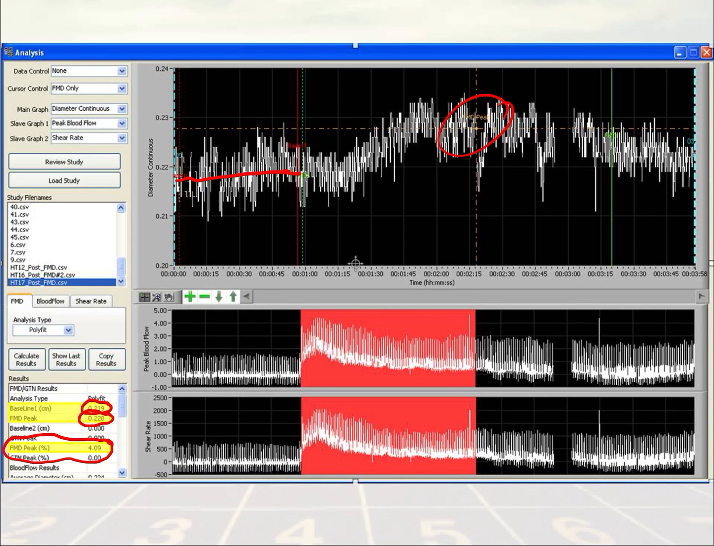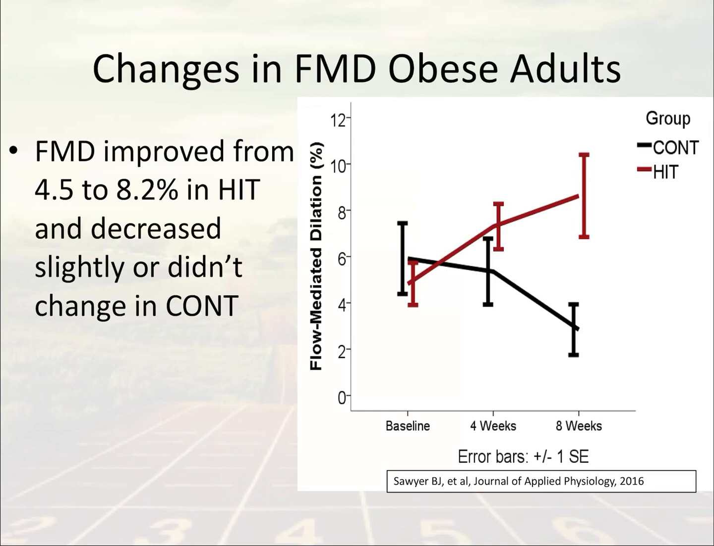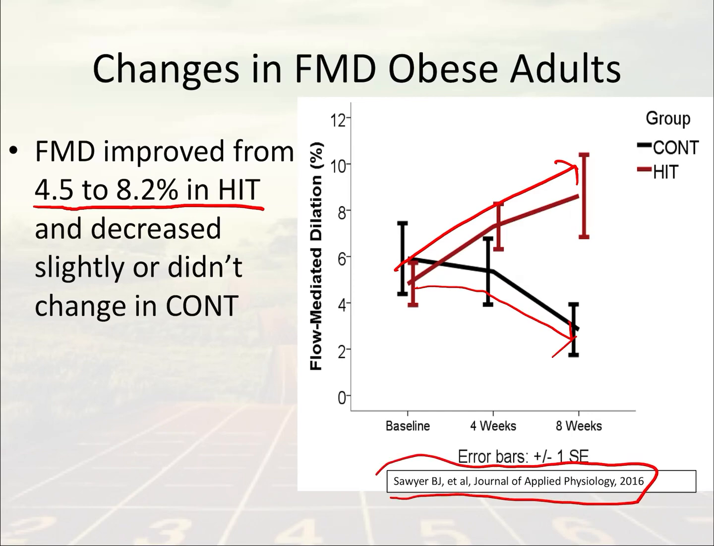This was an obese person who was sedentary at the beginning of my study, so they had a severely impaired endothelial dysfunction to begin. So that was the primary outcome of my dissertation study, and here's what we found. FMD improved from 4.5% in the HIT group at baseline to 8.2 after 8 weeks. We can see that nice clean increase here. What we saw in the continuous group is it almost looks like it goes down, but this is a non-significant decrease. So the continuous group didn't really improve flow mediated dilation at all. And we published this in 2016 in the Journal of Applied Physiology.